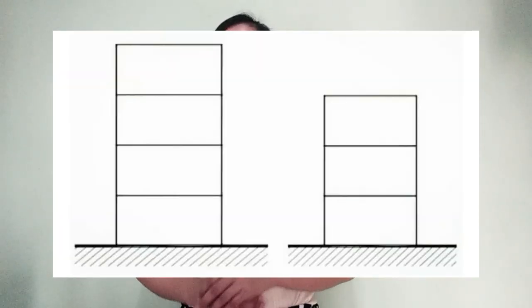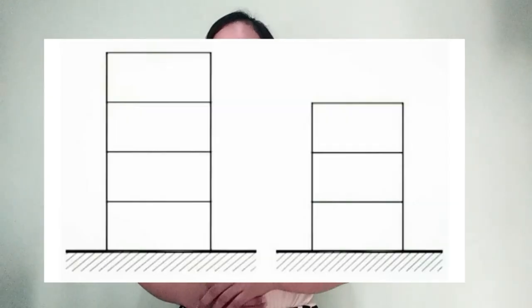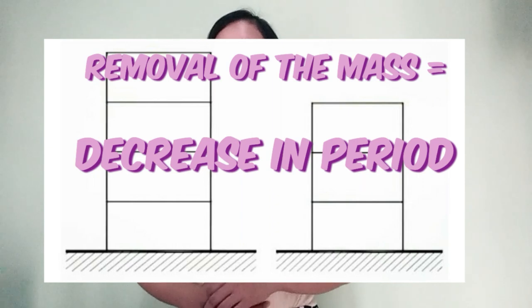Mass reduction. Mass reduction may be achieved, for instance, by removing one or more stories of a multi-story structure. In this case, it is evident that the removal of the mass will lead to a decrease in the period, which will lead to an increase in the required strength.